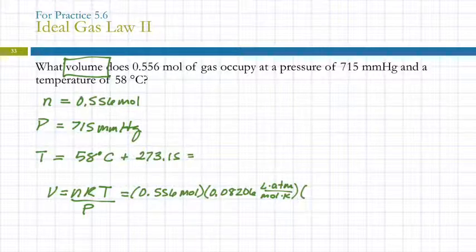58 plus 273.15. My Kelvin temperature is 331.15 Kelvin. In terms of significant figures, the uncertain digit in 58 degrees Celsius was in the ones place. In my converted temperature, the uncertain digit is in the same place. The difference here is just a matter of adding, and so we've actually gained a significant figure here. That can happen. So 331.15 Kelvin. And then I'm going to divide by the pressure.